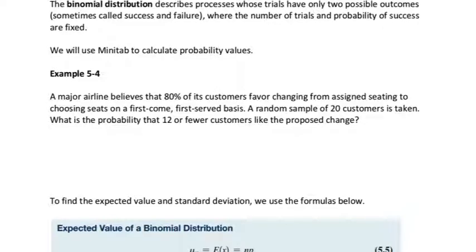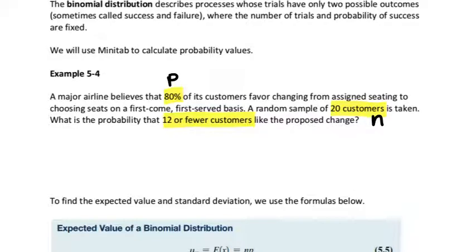So let's look at what we are given in the problem. The probability that we are given is 80%. Our random sample is 20 customers. And we want to know the probability that 12 or fewer customers like the proposed change. So we're going to put these into Minitab. Probability is 80%. Our sample size is 20 customers, that's n, and then 12 or fewer customers is what we want to find the probability of.